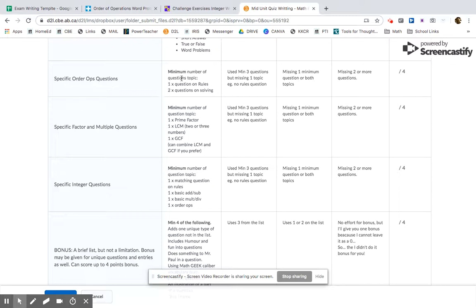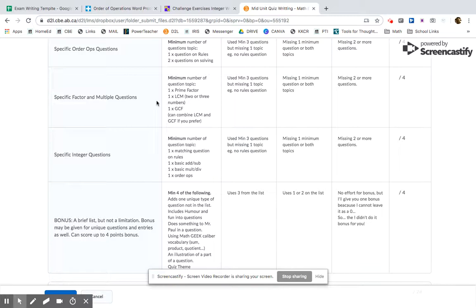Specifics, order of ops, minimum number of question topics. So have one question minimum on rules. That could be a 1 A, B, C, D, or it could just be one question. 2 questions on solving. That would be your actual order of ops. Specific factors, make sure you have one question on prime factors, one on LCM, that could be 2 or 3 numbers, and one on GCF.